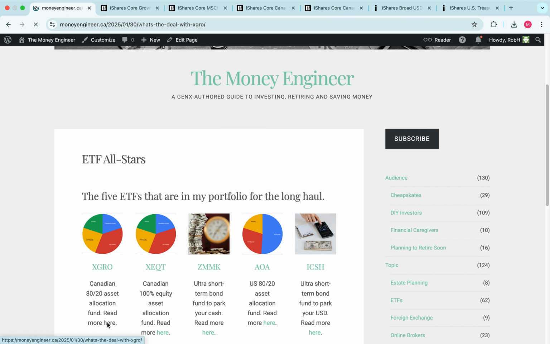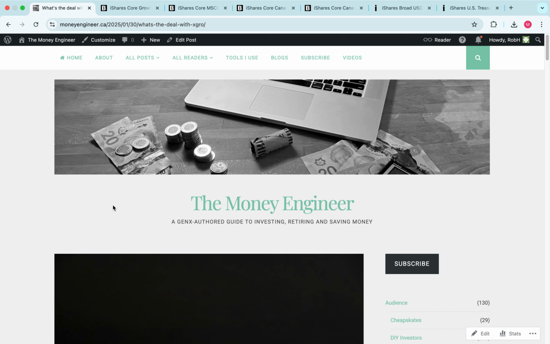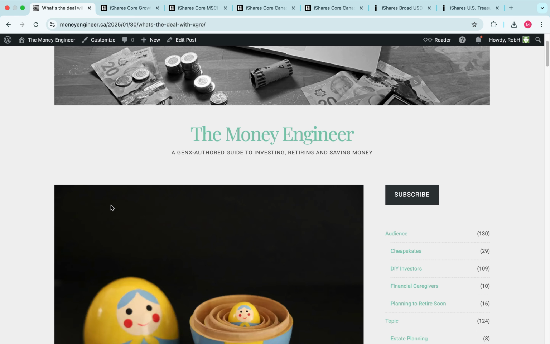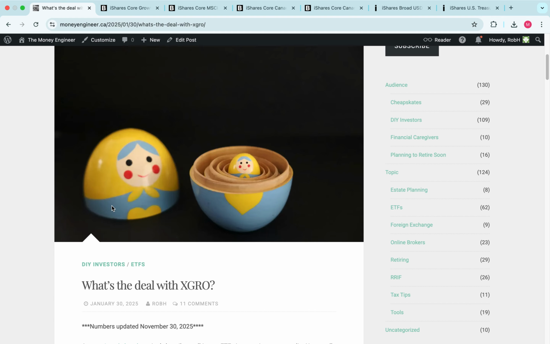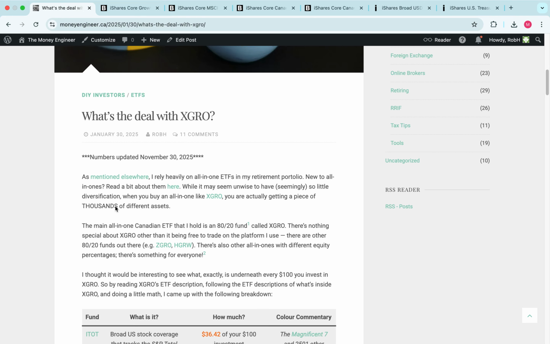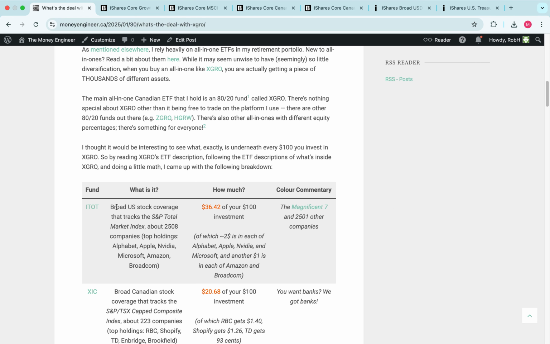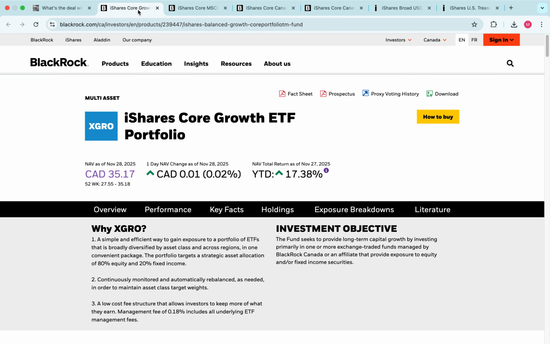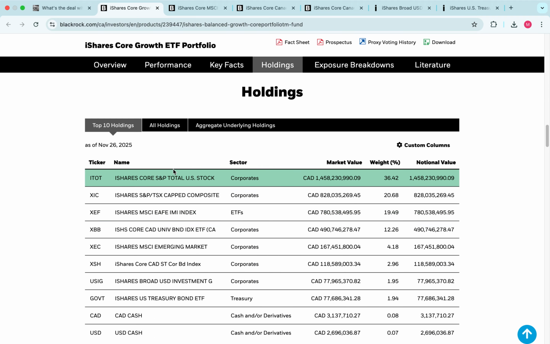And if you read more here, I try to break down exactly what's inside of XGRO. So XGRO is a fund of funds, and the way that you can understand what's inside it, I mean, you can just go read this article, which is absolutely fine, of course. But I figured I'd show you how I build it out. So the first thing to do is to actually go and visit the XGRO page over on BlackRock's website. And by clicking on holdings, you can quickly get down to what's exactly inside XGRO.